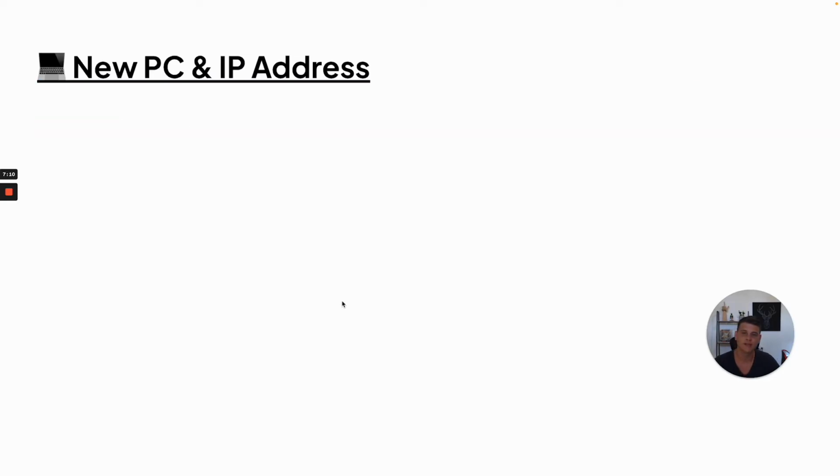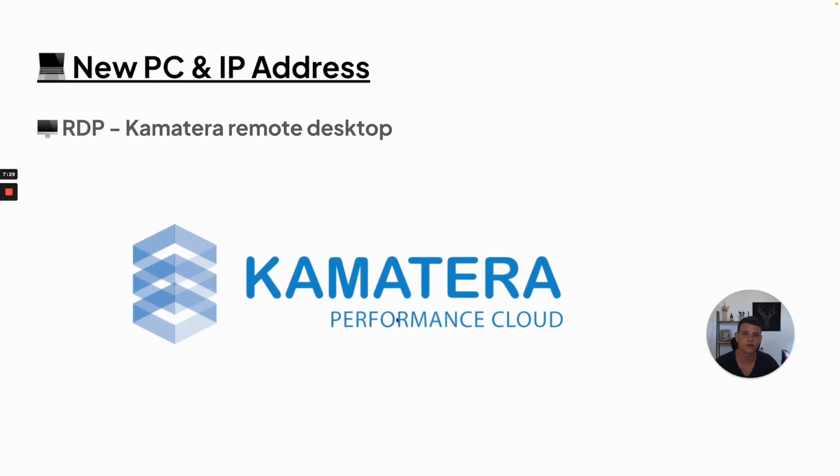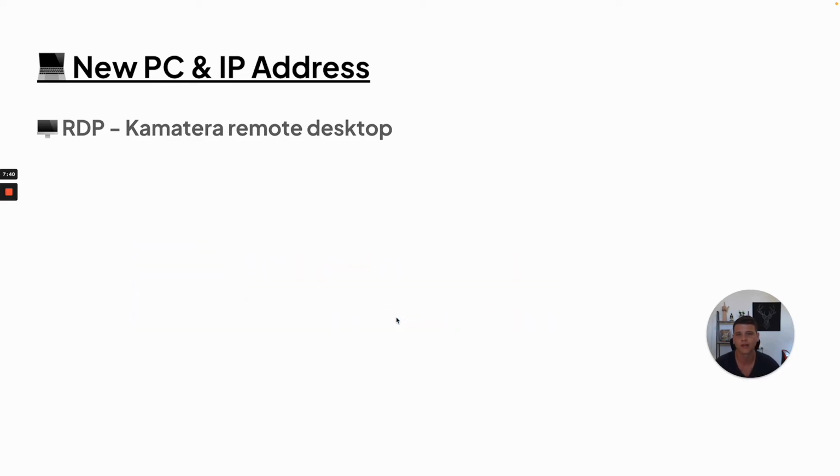A VPS and IP address. So what you want to use is an RDP. It's short for remote desktop. I use a software called Kamatera. I've used it for many years now. I first started using that when I was doing eBay dropshipping to create multiple eBay accounts so they would not link between them, and this is how I learned all this information that I know right now and how to translate that to Facebook ads.